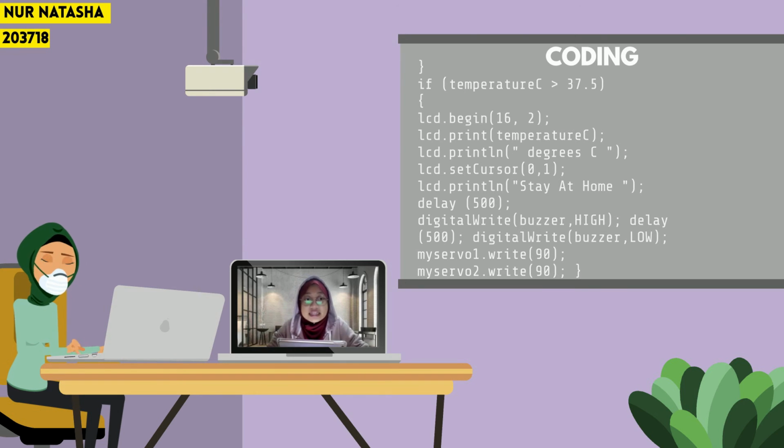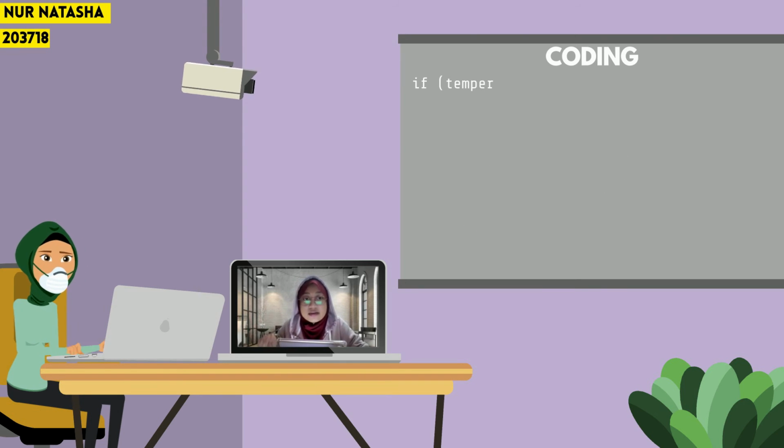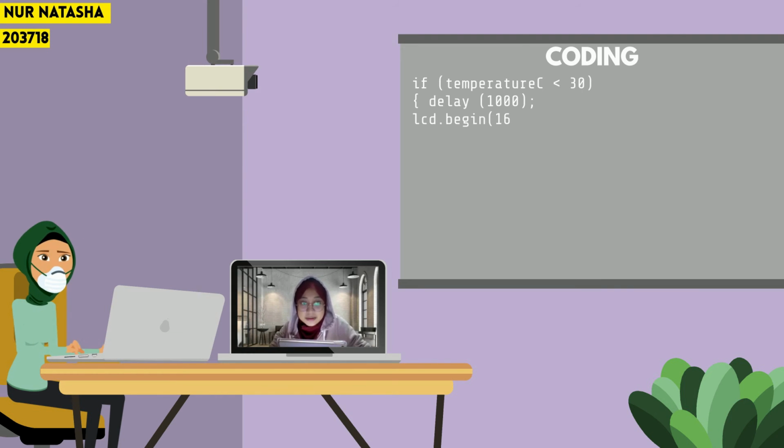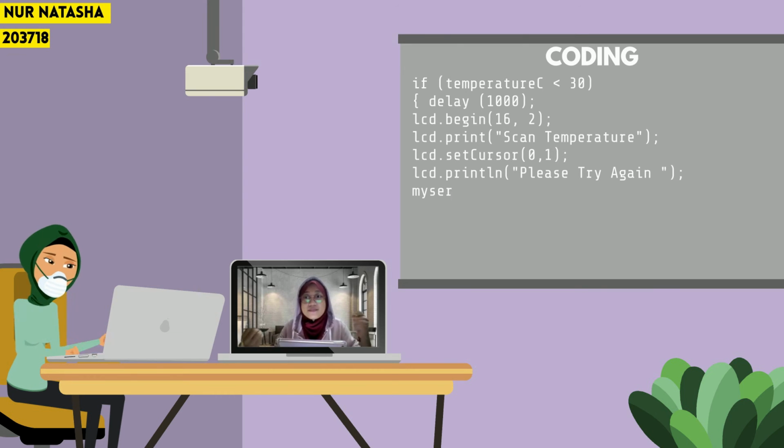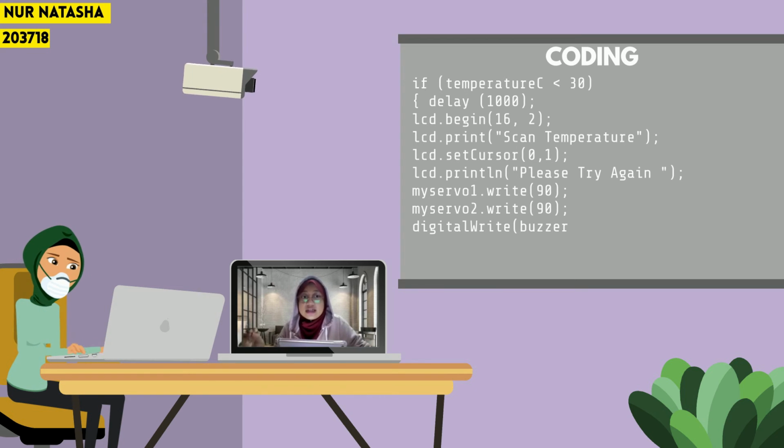And for the last, if the temperature is below 30 degrees, the LCD will display please try again, and try again and try again until it can record the data. And if it's please try again, the servo will write 90, which means the servo did not move, and the sound of the buzzer will be low.